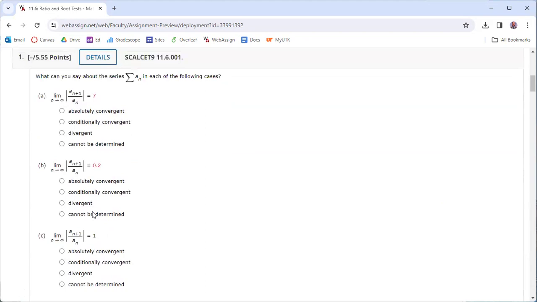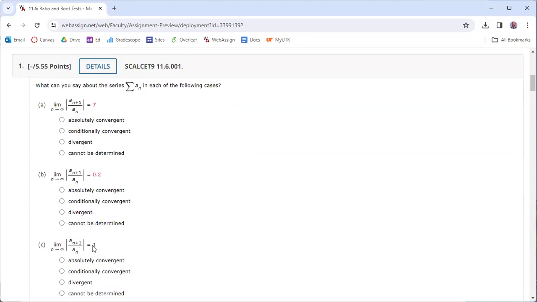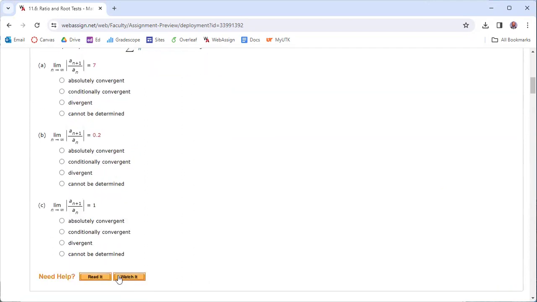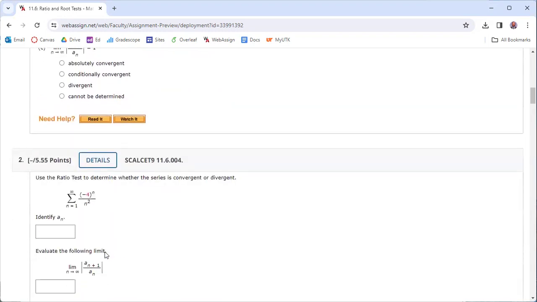And so, what about this last case? When the limit associated with the ratio test, namely a_(n+1) over a_n, evaluates to be 1, this is a case where we actually could converge or could not converge depending upon the circumstances. And so nothing can be determined in this case.